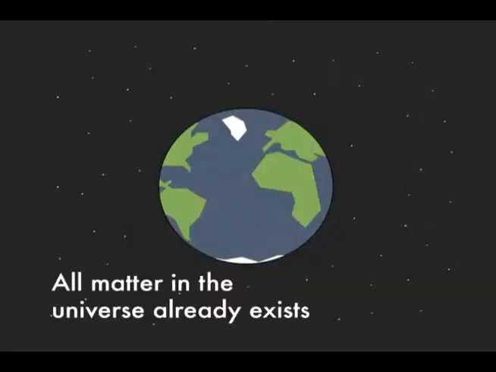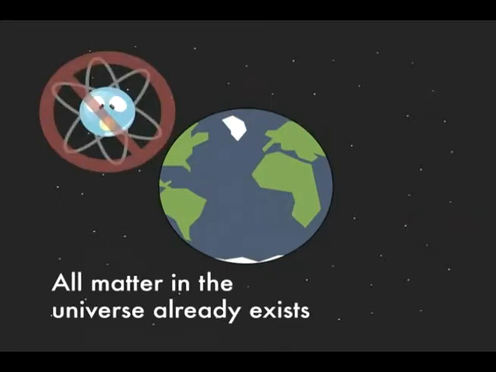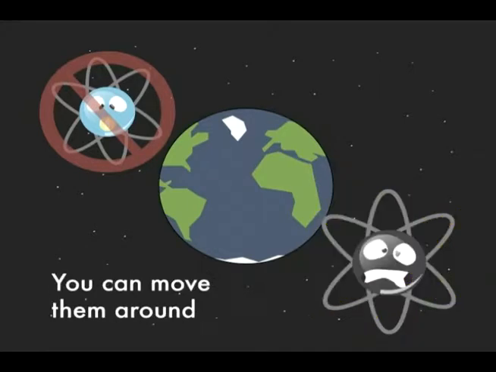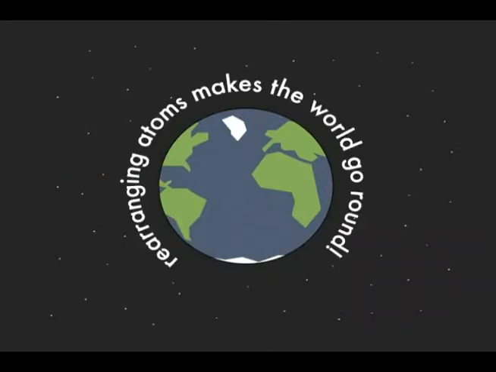You already know that all the matter in the universe already exists. You can't make more atoms and you can't destroy any atoms. But you can move atoms around. That's where chemical reactions come in. The constant rearranging of atoms is what makes the world go round.